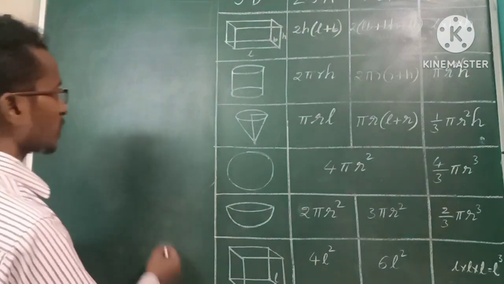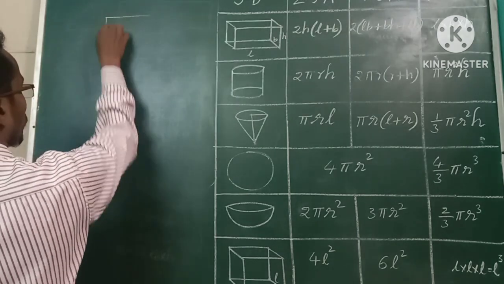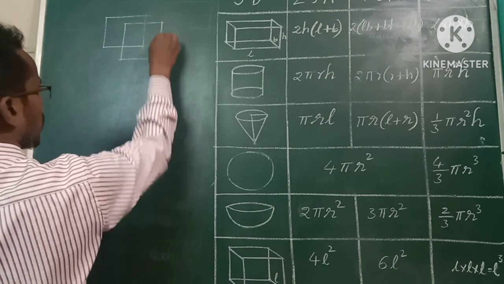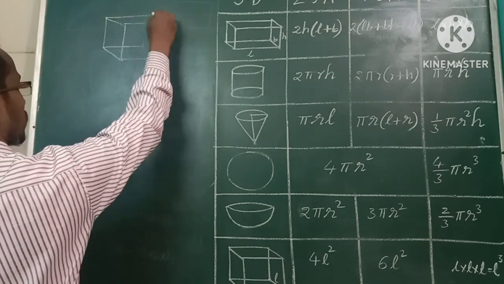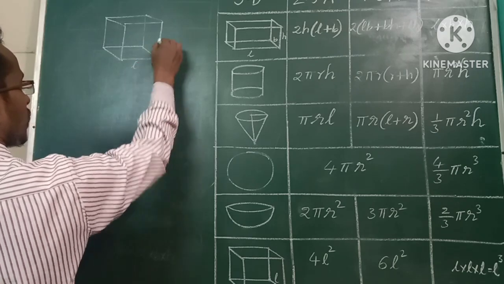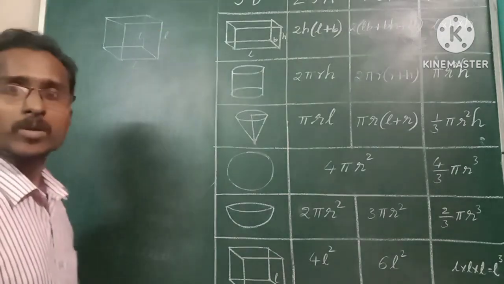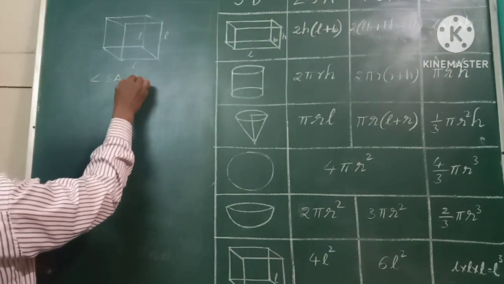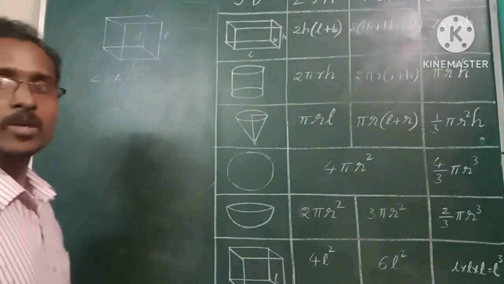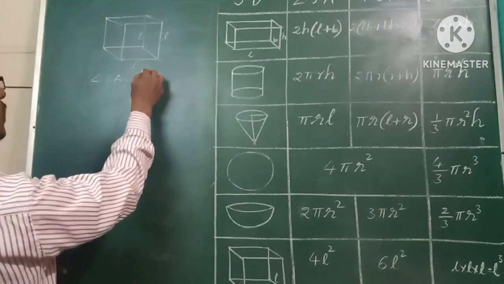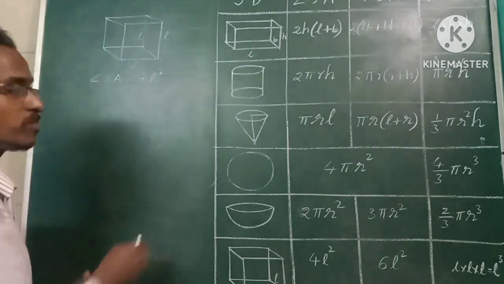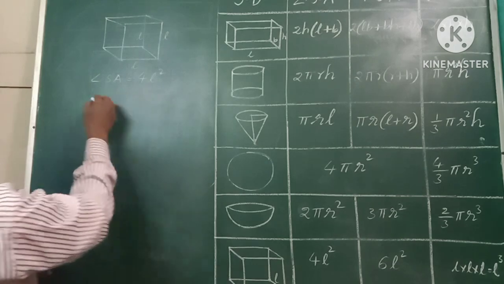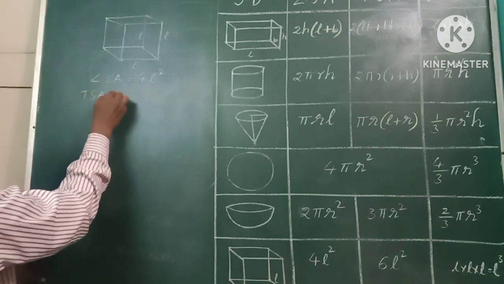Now, first, what is a cube? A cube has all edges of equal length. What is the LSA of a cube? Surrounding, how many surfaces do we have? We have four surfaces, all in the shape of a square. That's why LSA is 4L square.